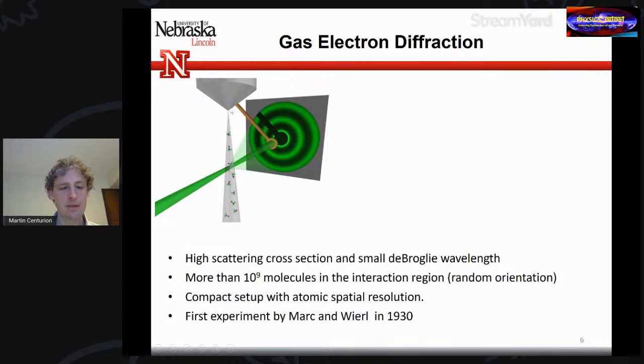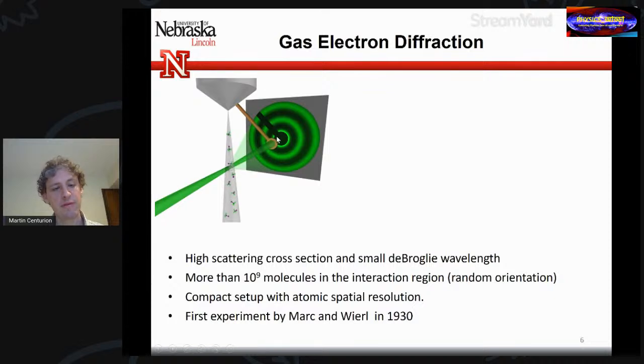So, gas electron diffraction. This technique has been used for a long time, with the first experiment in the early 1930s, soon after the discovery of the wave properties of electrons. The reason is that it's very simple, and it gives you a lot of information about the structure of the molecules. You make a gas beam with a molecule of interest, you cross it with an electron beam, and then you record the scattering pattern on a detector.